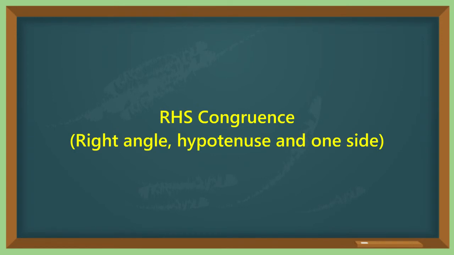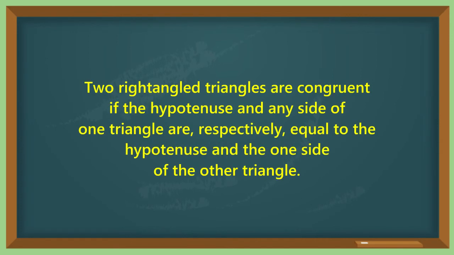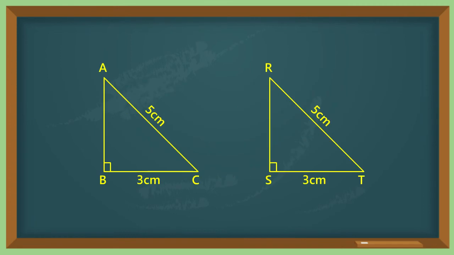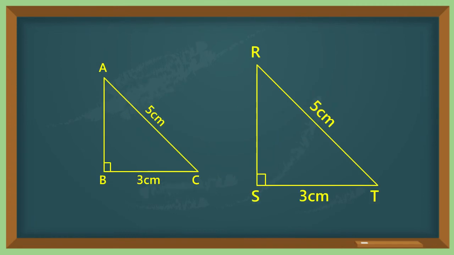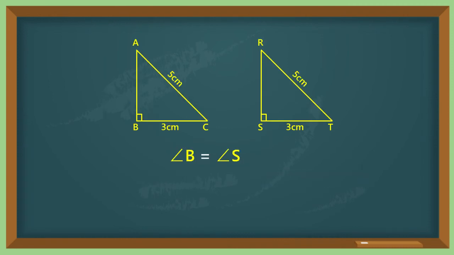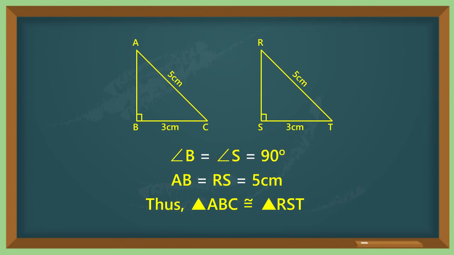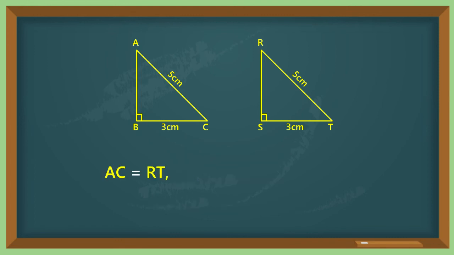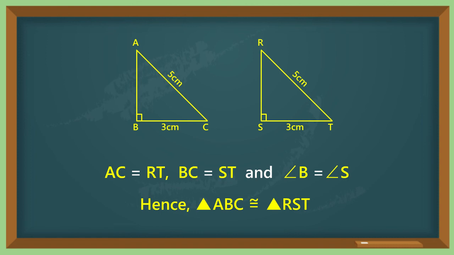RHS Congruence, right angle, hypotenuse and one side. RHS Congruence condition says that two right angle triangles are congruent if the hypotenuse and any side of one triangle are respectively equal to the hypotenuse and one side of the other triangle. For example, in triangle ABC and triangle RST, we can see that angle B and angle S are 90 degrees. Also, line AB and RS are equal to 5 centimeters. Thus, triangle ABC is congruent to triangle RST. Also, AC is equal to RT, BC is equal to ST and angle B is equal to angle S. Hence, triangle ABC is congruent to triangle RST.